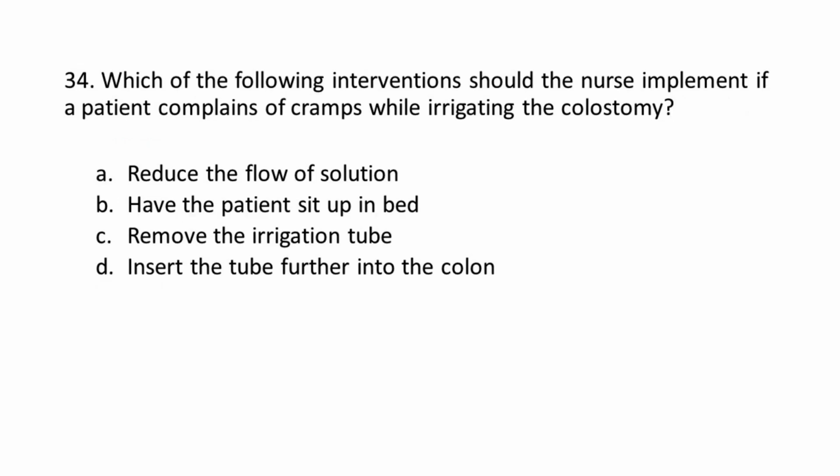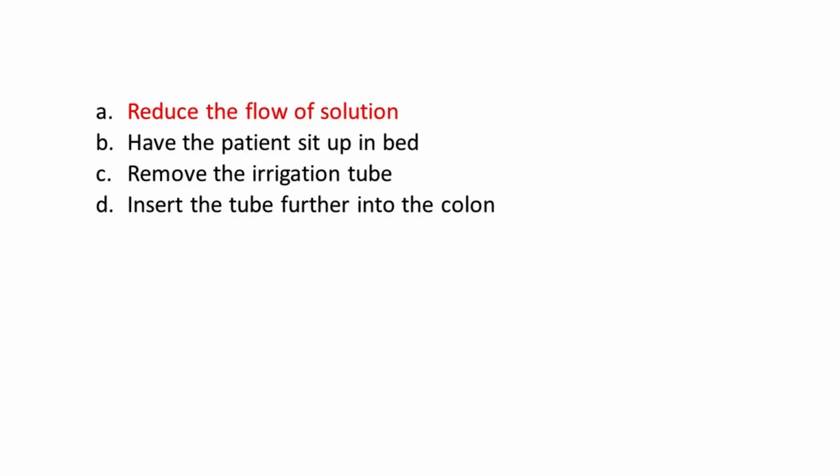34. Which of the following interventions should the nurse implement if a patient complains of cramps while irrigating the colostomy? A. Reduce the flow of solution. B. Have the patient sit up in bed. C. Remove the irrigation tube. D. Insert the tube further into the colon. The answer is A. Reduce the flow of solution.